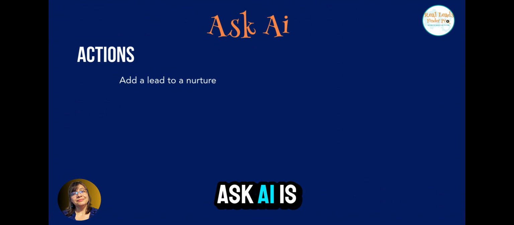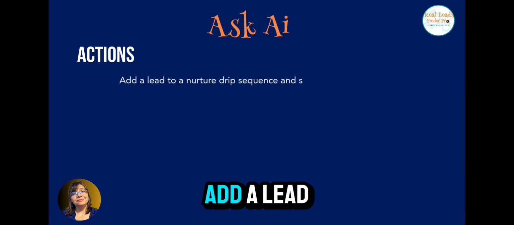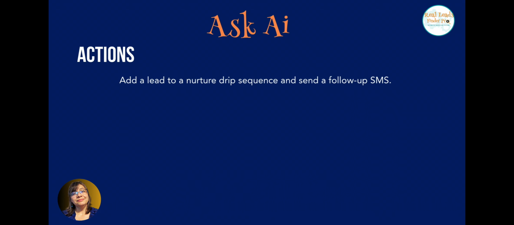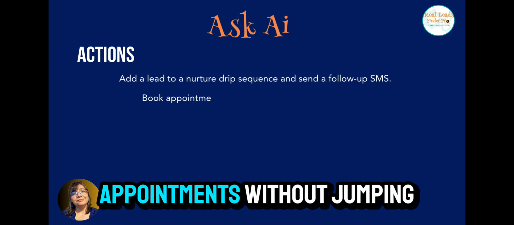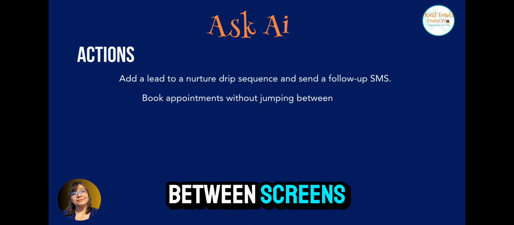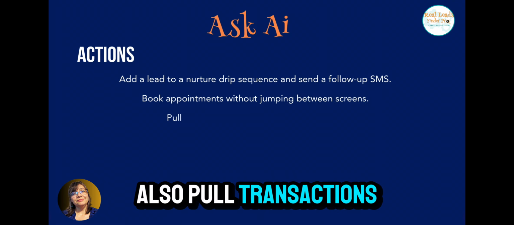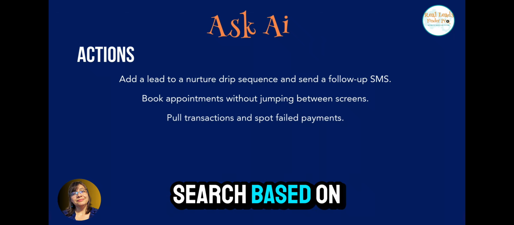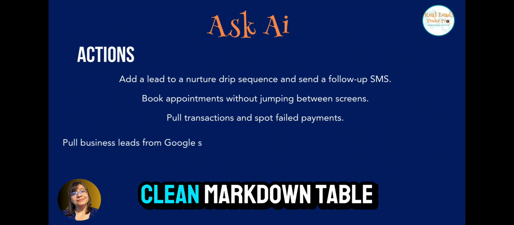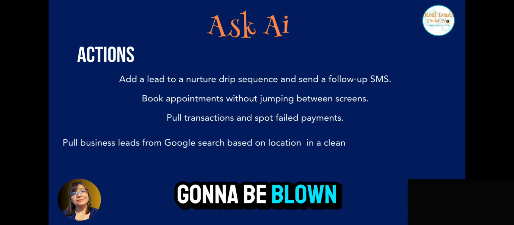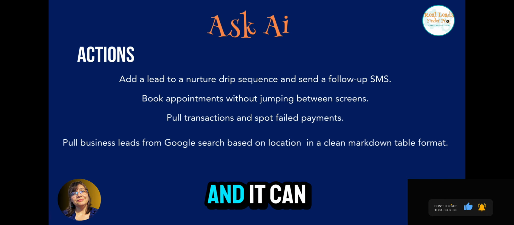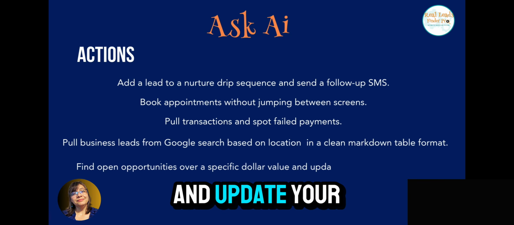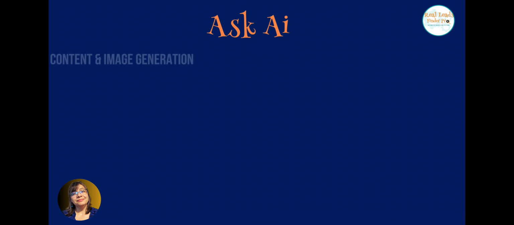This is what Ask AI is capable of. So it can add a lead to a nurture drip campaign and also send follow-up text messages. It can book appointments without jumping between screens. It can also pull transactions and spot failed payments. It can pull leads from Google search based on location in a clean markdown table format. You guys are going to be blown away by that. And it can also find opportunities over a specific dollar value and update your pipeline stages in bulk.